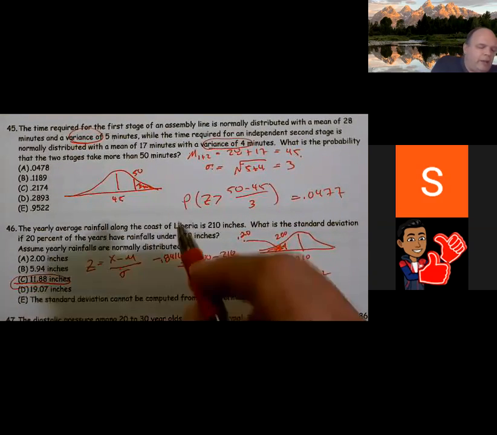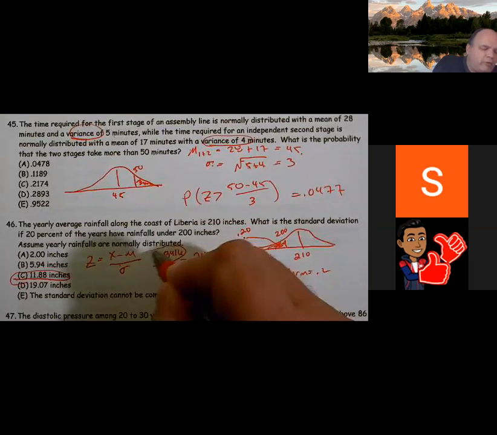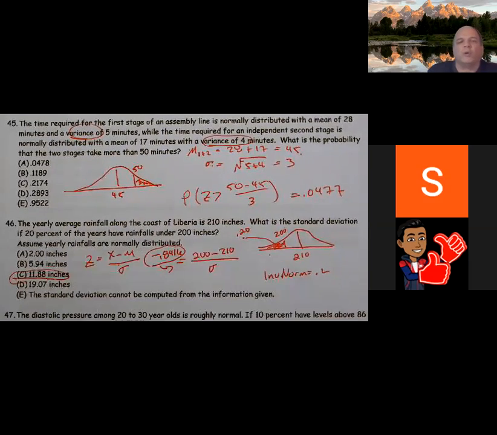All right, but whenever you do an inverse norm, you always have to provide the z-score. You always need to provide the z-score. That's a good question.